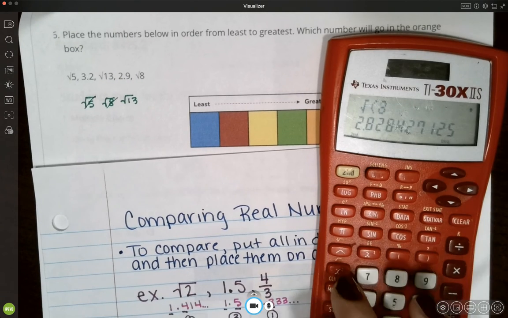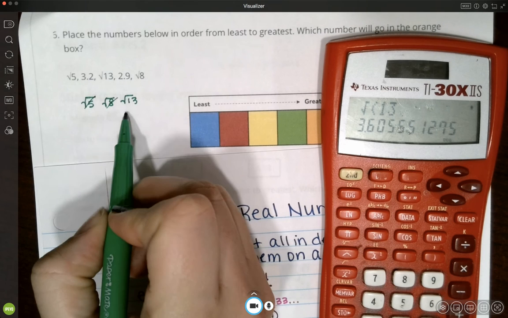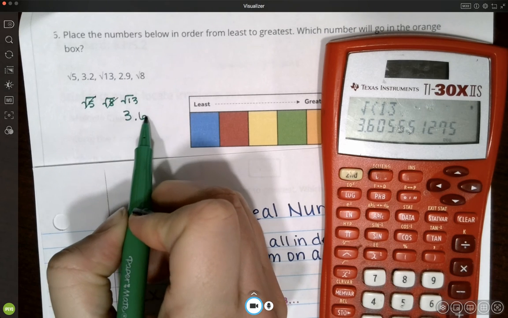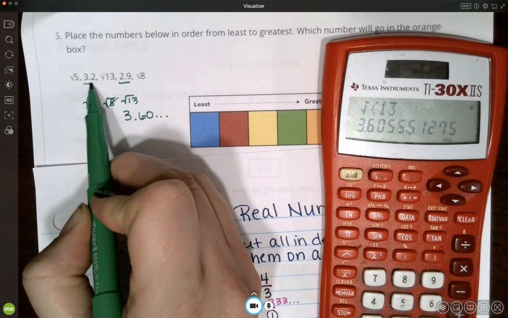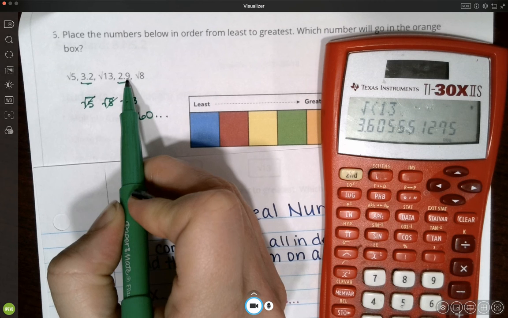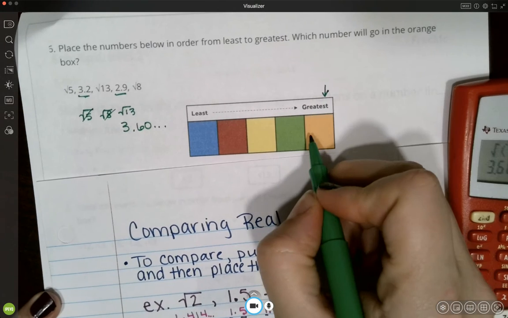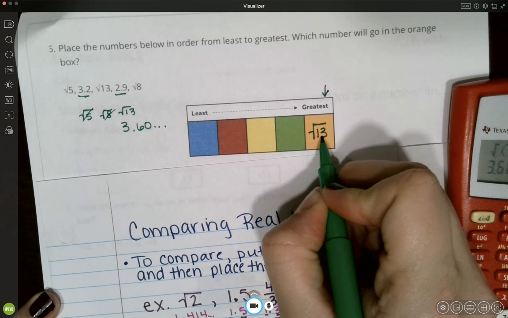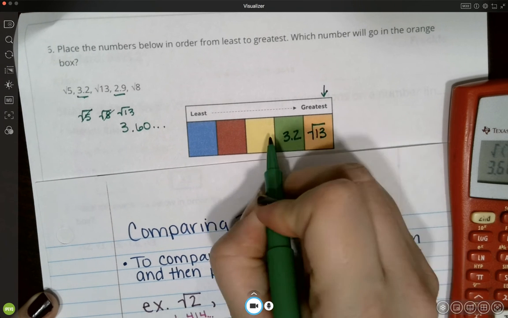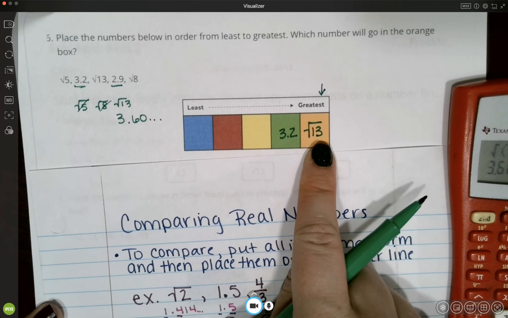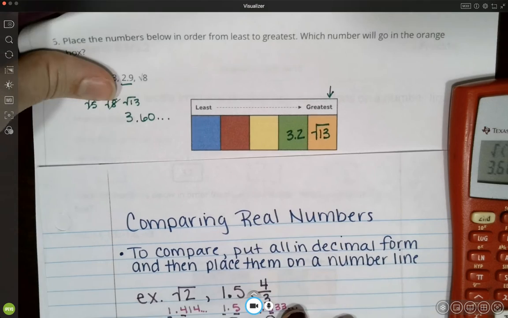So I'm going to type in second x squared, which is 13. So the square root of 13 is 3.60. Compare that to the decimals that are available. We have 3.2 and 2.9. So this square root of 13 has to be the greatest. Now I could fill in the rest of these if I wanted to and calculate all of them, but for the purposes of what this question's asking for, it's saying which digit or number goes there specifically.